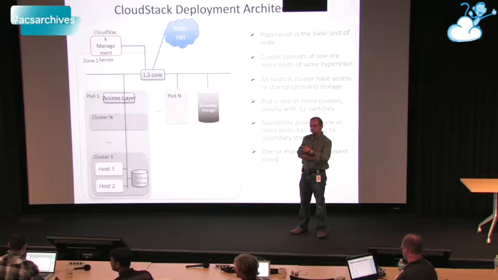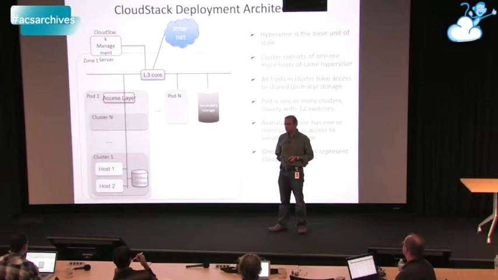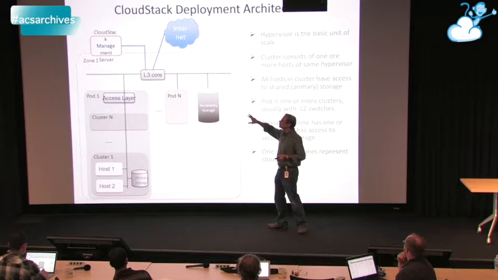Yeah. You have an L3 core. Is it an ordinary router? Is it, for example, a Cisco router? The access layer? L3 core, yeah. It's typically any of the Cisco, Juniper, whatever you want. Yeah. And Dell, for example. Is it under control of CloudStack? No. Okay. Not today, but there's no reason you can't.